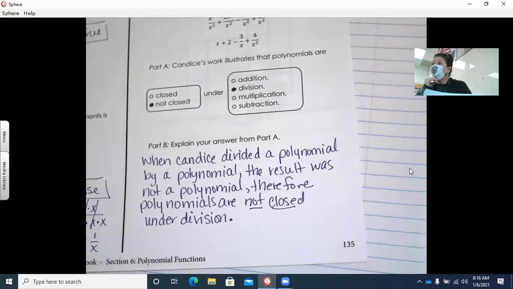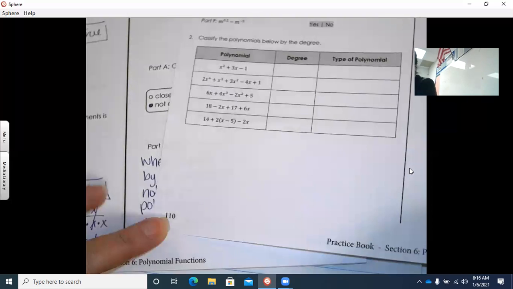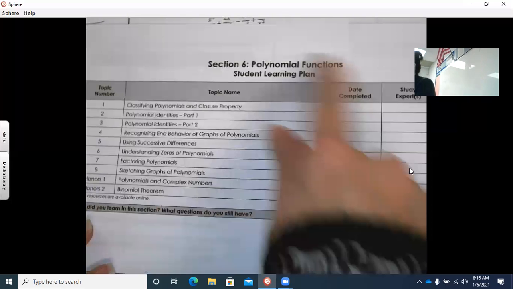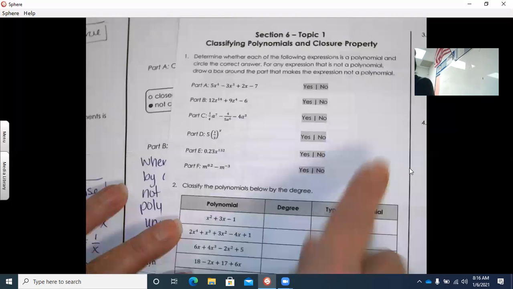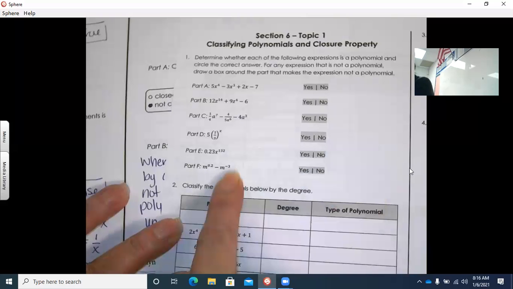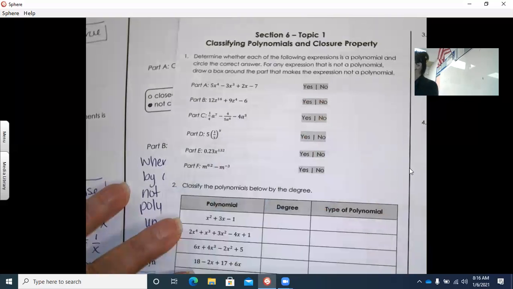In the practice book, we're going to tear out one page. It's page 110. Don't do it yet. Just let me explain first. On page 109, the student learning plan, we don't do anything on that side, okay? Make sure your name's on it. On the first part, it wants you to determine whether each is a polynomial or not. And it says if it's not, just draw a box around the part that makes it not a polynomial. You don't have to rewrite a new one, so it's a little different than what we did in the notes. You just draw a box around it, 3 directions.